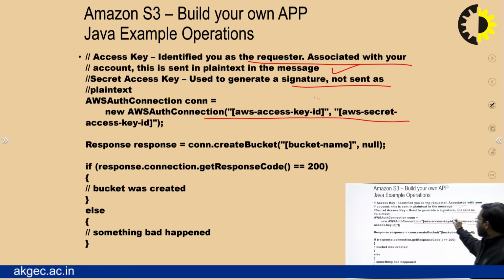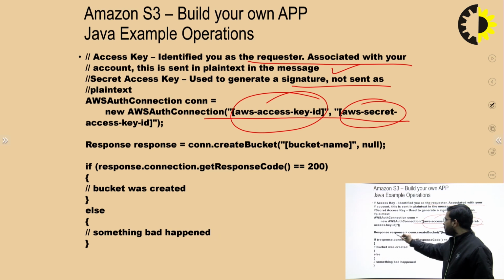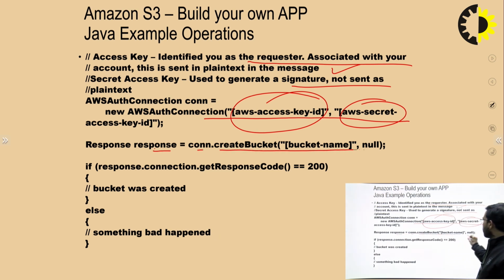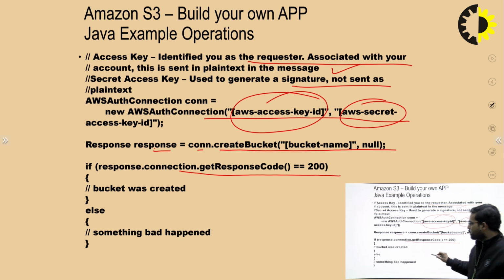AWS access key ID, we already know that. AWS secret access key, we know that. Response equals con.createBucket(name, null). If response.connection.getResponseCode is 200, the bucket was created, otherwise something bad happened.